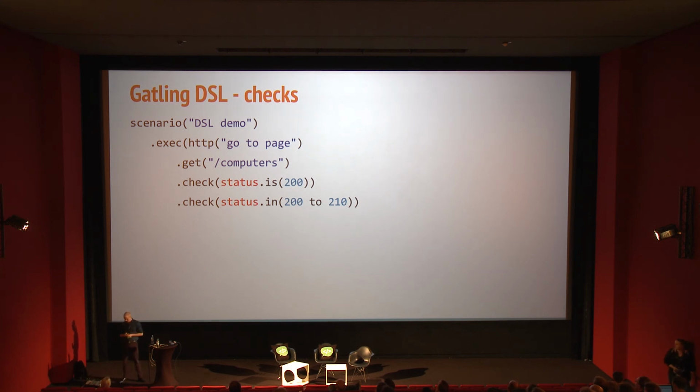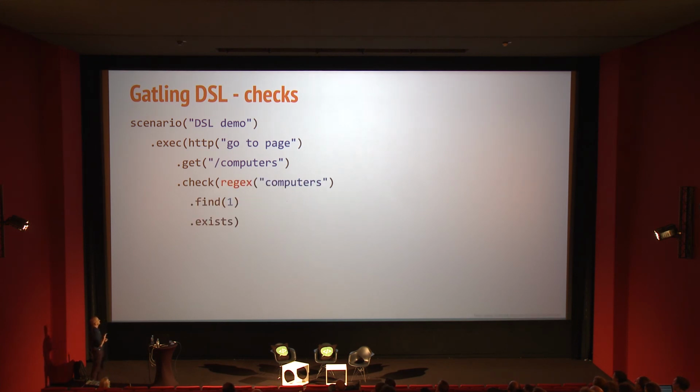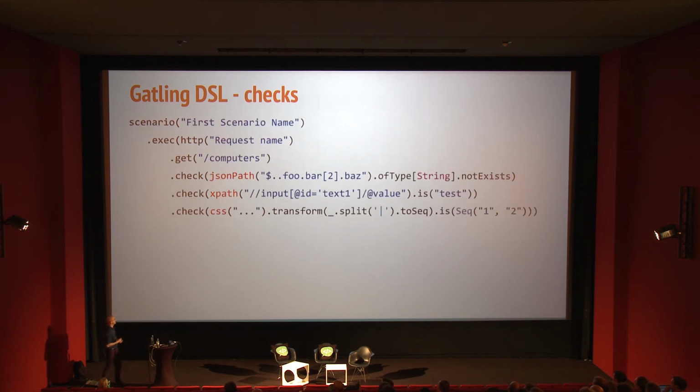More on DSL. So each response should be somehow validated. You can check the status like on the slide. You can check the payload using regular expression. Basically, you can check everything in the payload using regular expression. But I recommend to use built-in support for parsing JSONs, XMLs, even CSS selectors in case of HTML response. I don't want to go to explain the details here.